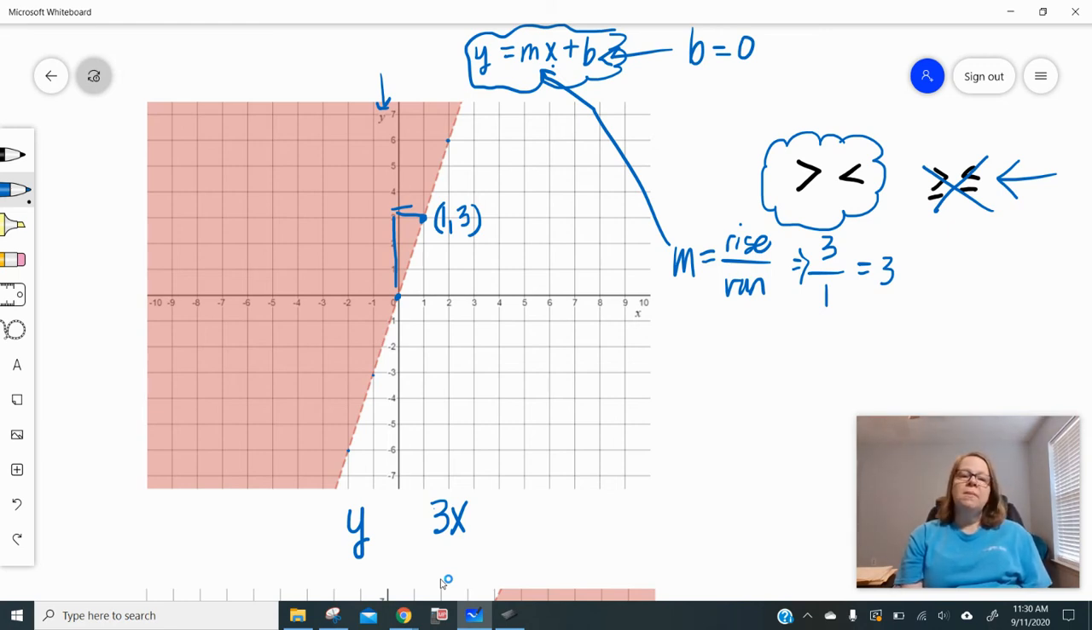So, I want to pick a point, and usually we pick 0, 0 because it's usually the simplest, but 0, 0 is on the line, so I can't use that one for this. I need to pick a point somewhere else. For me, I'm going to try to pick positives just because they're easier to plug into usually.